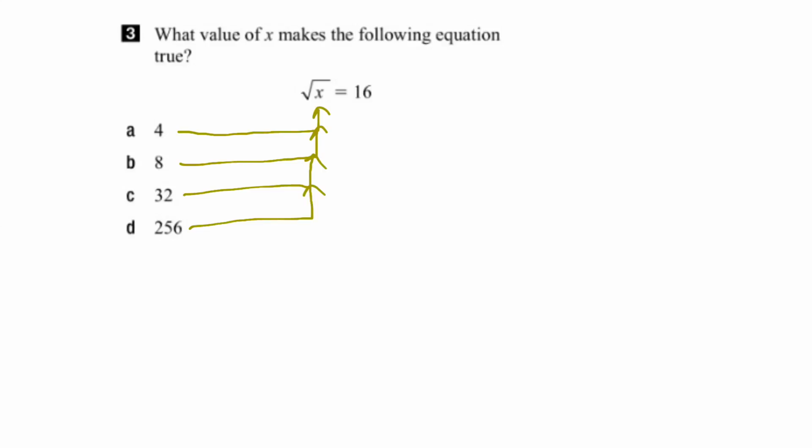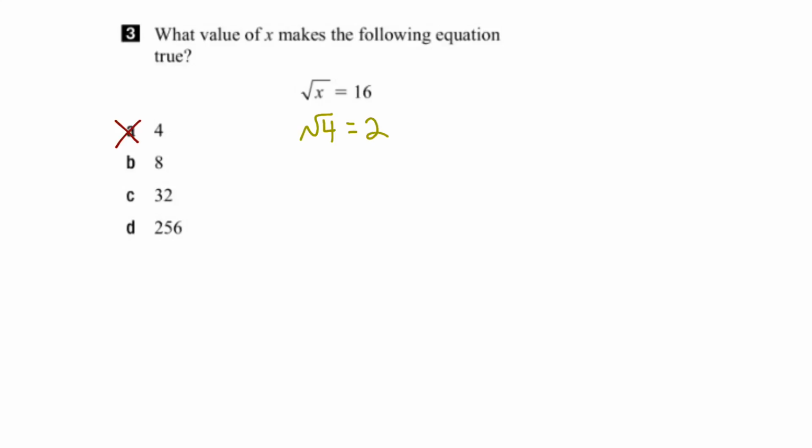So for example, if we took the first value of 4 and plugged it into this equation, we would get the square root of 4 and see what it equals. Well, we know that the square root of 4 is equal to 2. So right away, we know that A is not the right answer.